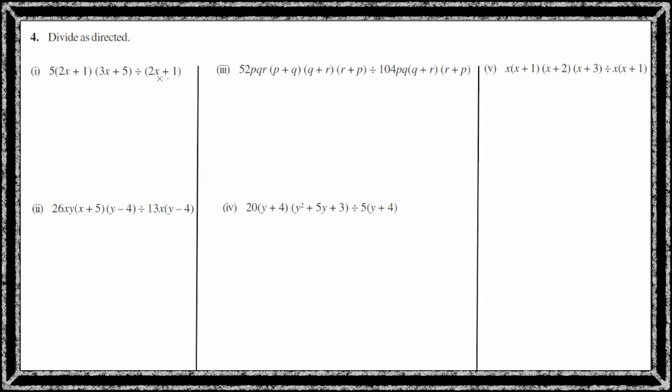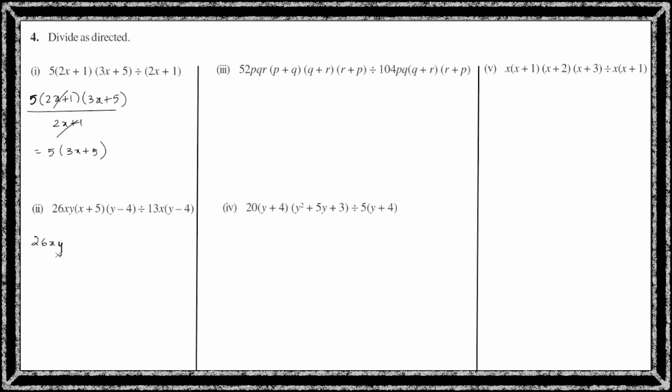Here, this is already factorized. I cannot factorize it any further. So I simply have to cancel out the common factors. That will give me the final answer. 2x plus 1 is the common factor. If I cancel that, I will have 5 times of 3x plus 5. That's it. Next question.